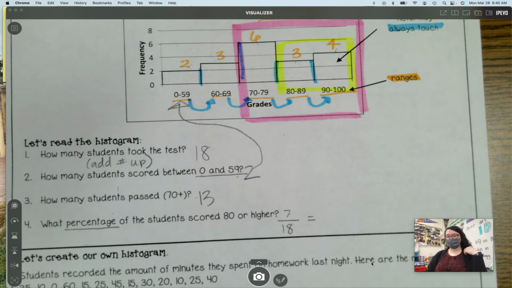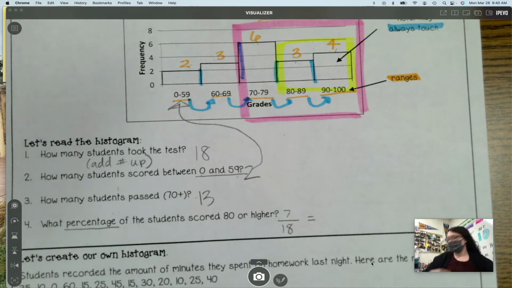Then I need to take that fraction and divide it. I don't know where my phone is. Oh, here it is.